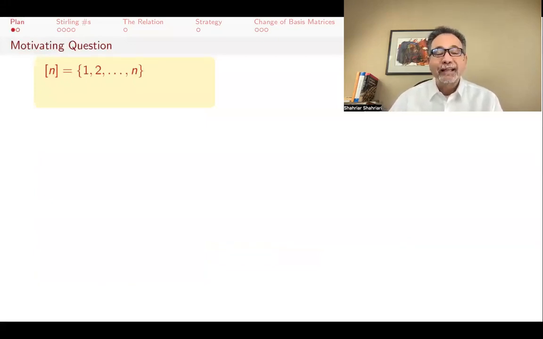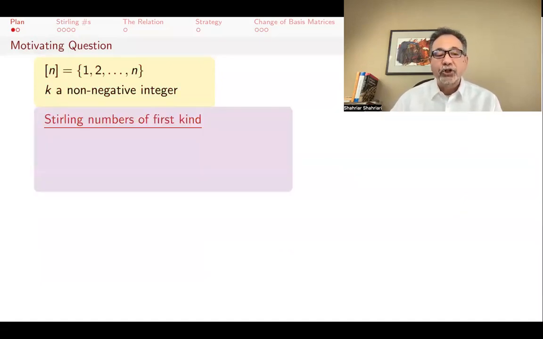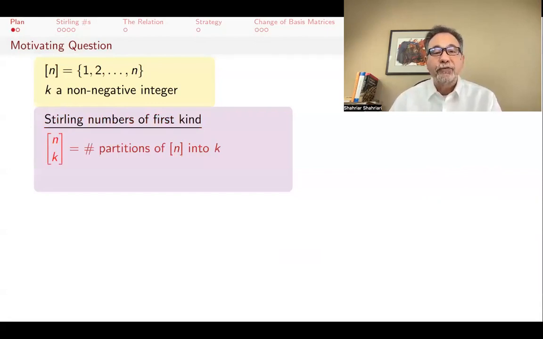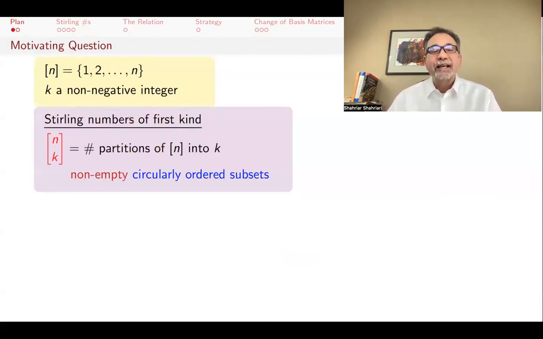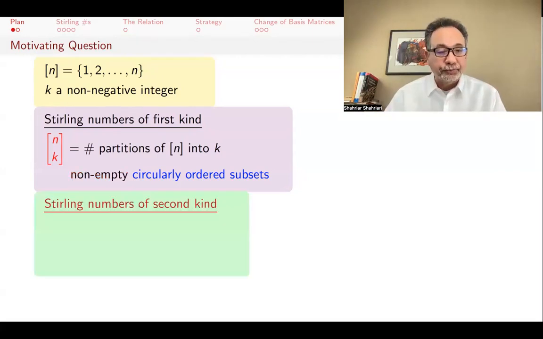Bracket n is the set with n elements, 1 through n, and k is a non-negative integer. Stirling numbers of the first kind are the number of partitions of n things into k non-empty circularly ordered subsets. Another way of saying that is: how many ways can you seat n people around k non-empty, identical round tables, where the only thing that matters is the relationship between where everyone is sitting with respect to other people and not the actual seat.